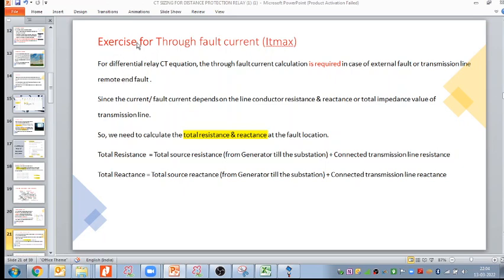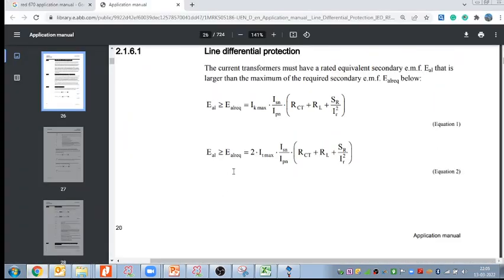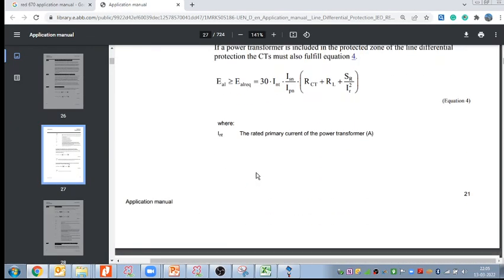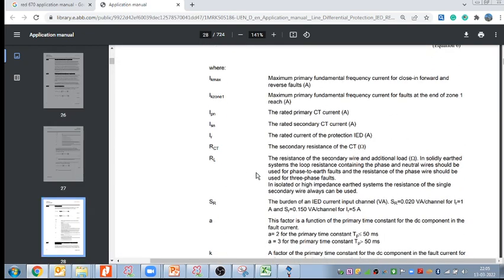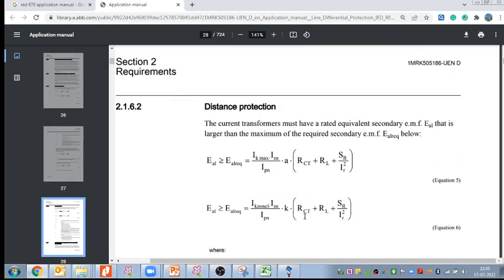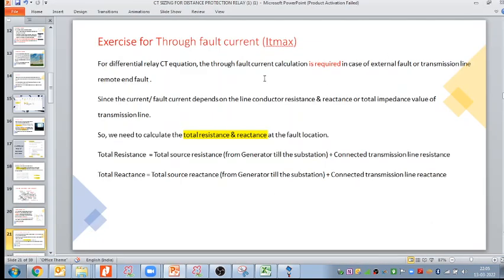For the through fault current ITMax, for the differential relay CT equation, the through fault current calculation is required. For the distance relay it is not required. If we go to the distance, you can see ITMax is not part of distance. So if I'm doing the CT for the distance, then there is no need to calculate through fault current. You can see there is no IT formula here. Only differential requires the IT. Through fault is required in case of an external fault or transmission remote end fault.